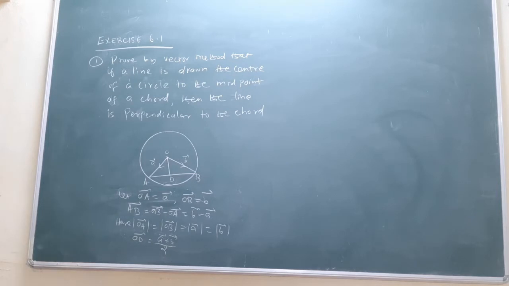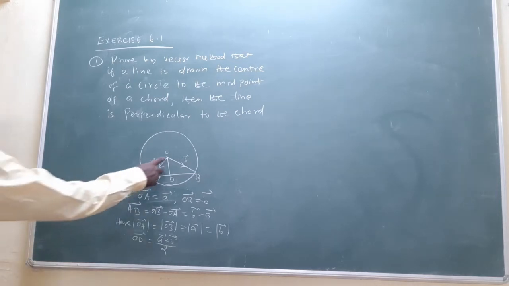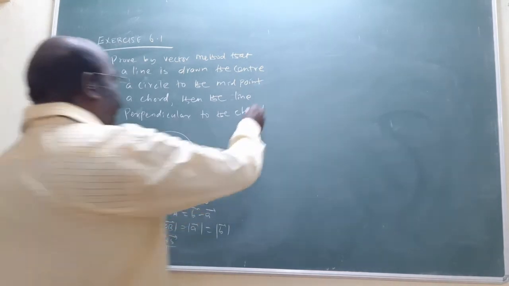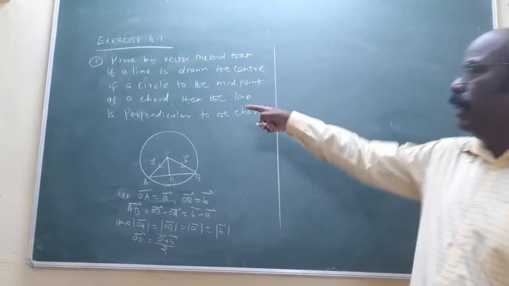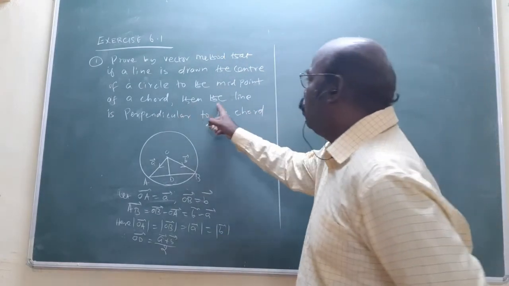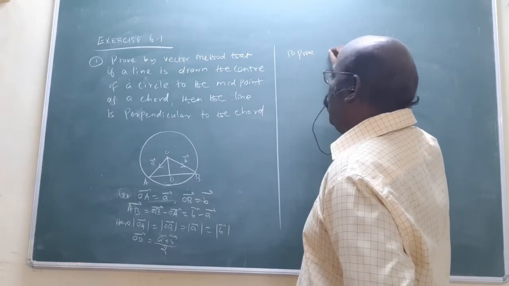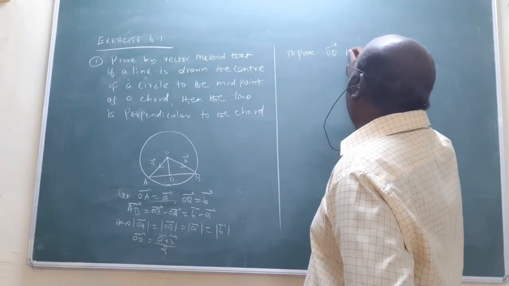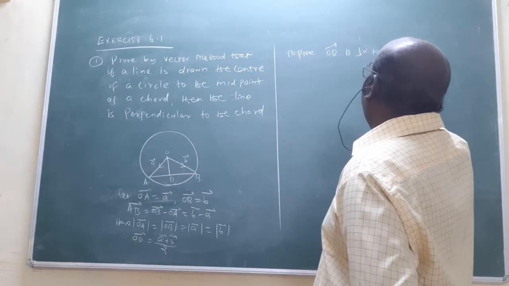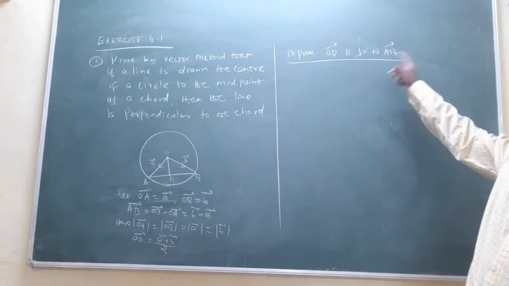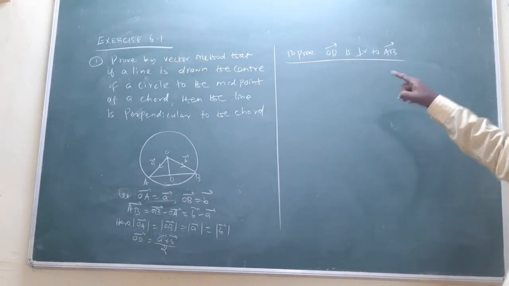From this idea, now you want to prove vector OD is perpendicular to vector AB. Am I right? To prove that only, given the line perpendicular to the chord. Therefore, to prove vector OD is perpendicular to vector AB, you will prove the dot product is 0.